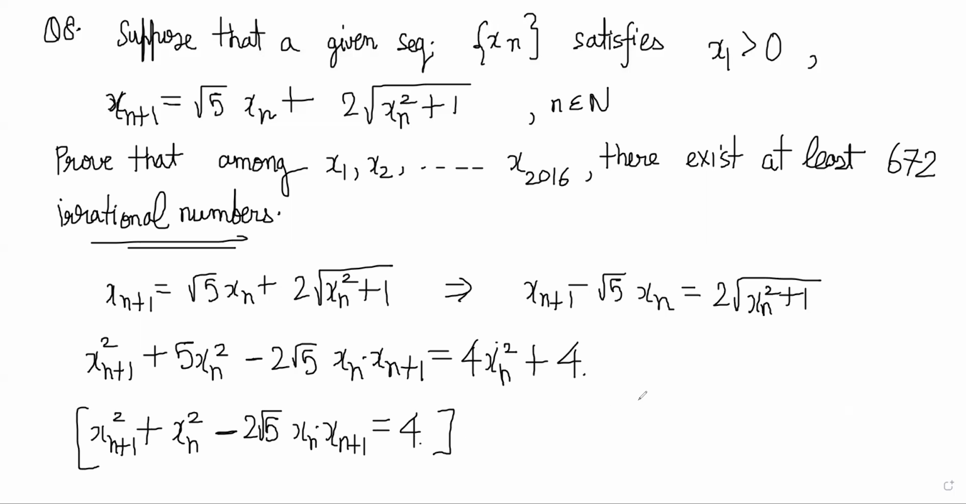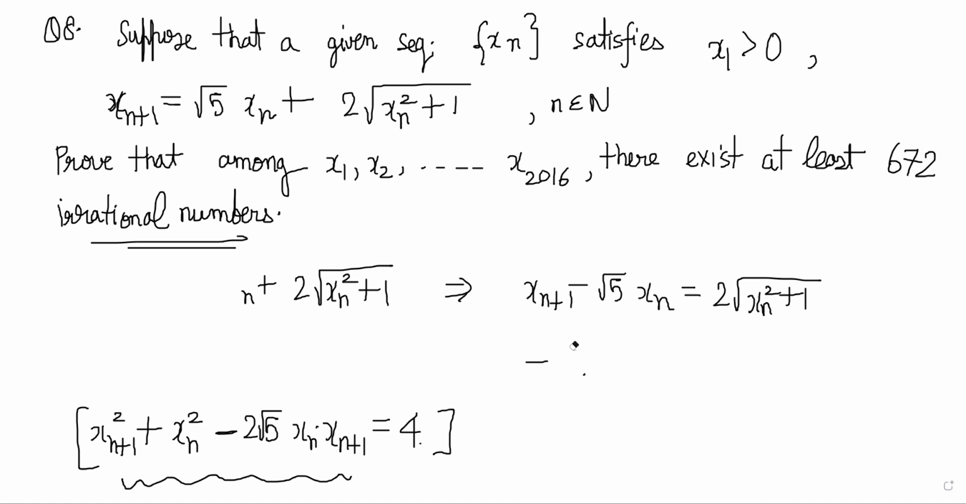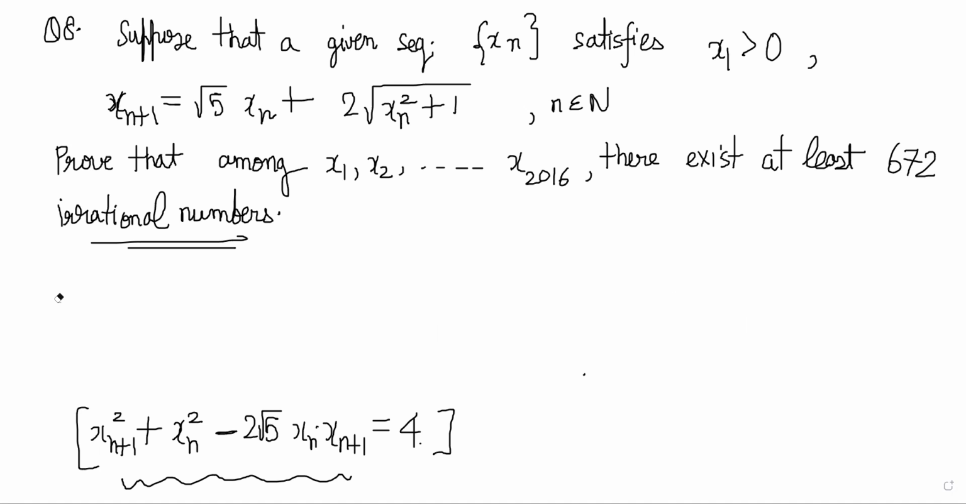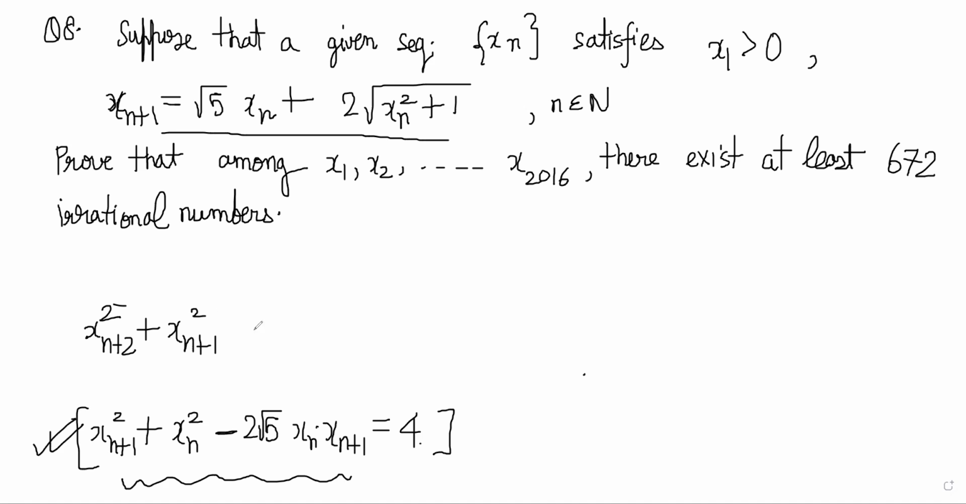So using this condition, we replace n with n plus 1. What am I saying? I'm saying that since this condition is true for all natural numbers, because the original condition is true for all natural numbers, we can replace n with the higher number. So we can say (x_{n+2})^2, instead of n we are putting n plus 1, so this should also be true: (x_{n+2})^2 + (x_{n+1})^2 - 2 root 5 x_{n+1} x_{n+2} = 4, right?